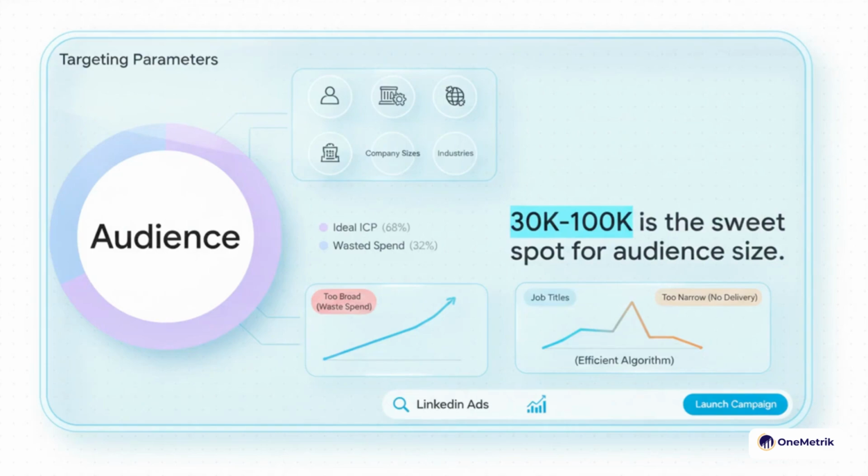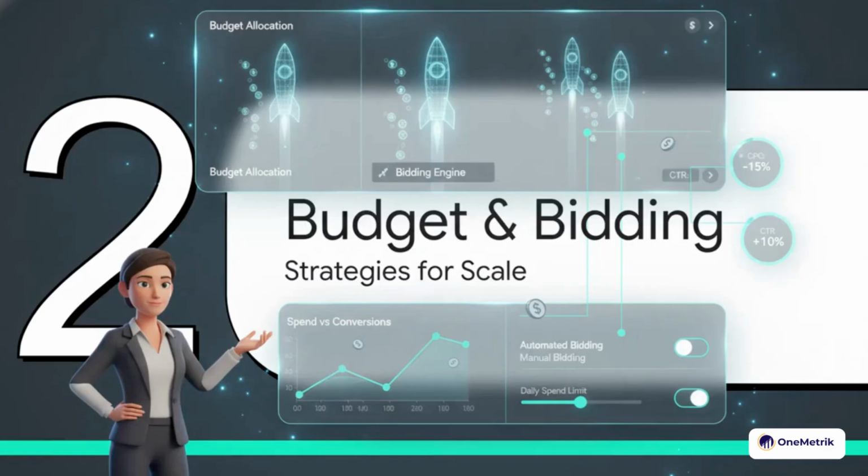Next up is finding that delicate balance with your audience size. By layering your specific job titles, company sizes, and industries, you want your target parameters to land in a sweet spot of about 30,000 to 100,000 users. It's kind of like a Goldilocks zone. If you go too broad, you just bleed budget. But if you go too narrow, LinkedIn's delivery algorithm actually chokes, and your ad simply won't serve. Hitting that 30K to 100K mark keeps the machine running efficiently while making sure you're only talking to viable decision makers. Moving right along to Section 2, Budget and Bidding, and the real strategies for scale.